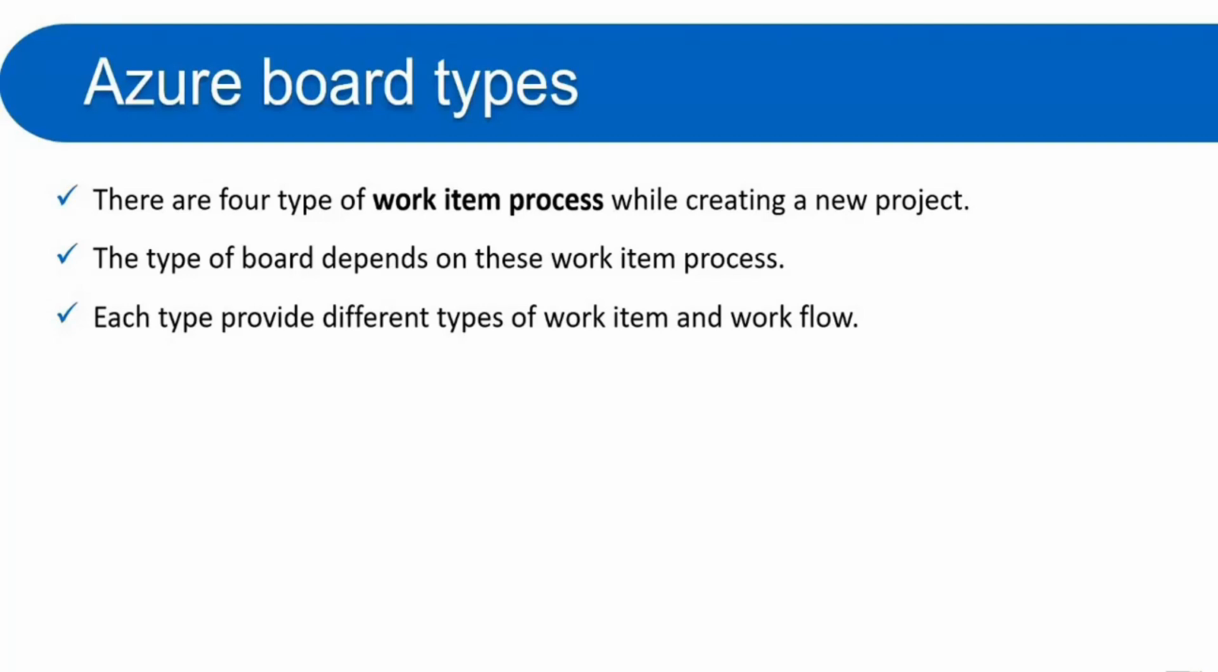If you choose the basic one, you will have different types of work items and workflows. If you choose Scrum, Agile, or CMMI, then you will have different work items and different types of workflows. So the type of the board depends upon the selection of the work item process.